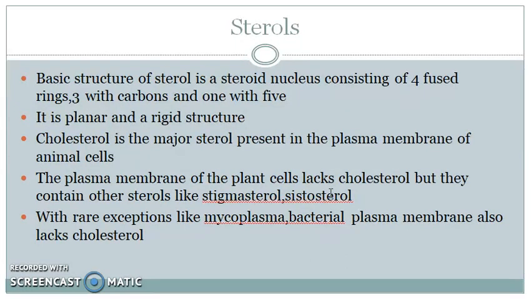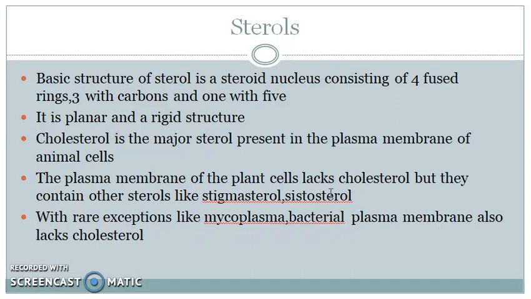Now coming to the sterols. The basic structure of sterol is a steroid nucleus which consists of 4 fused rings and 3 with carbon. It is basically a planar and rigid structure, and cholesterol is the major sterol which is present in the plasma membrane of animal cells. Now the plasma membrane of plant cells lacks cholesterol but contains other sterols like stigmasterol and sitosterol. With rare exceptions like mycoplasma, bacterial plasma membranes also lack cholesterol. So this is about sterols.